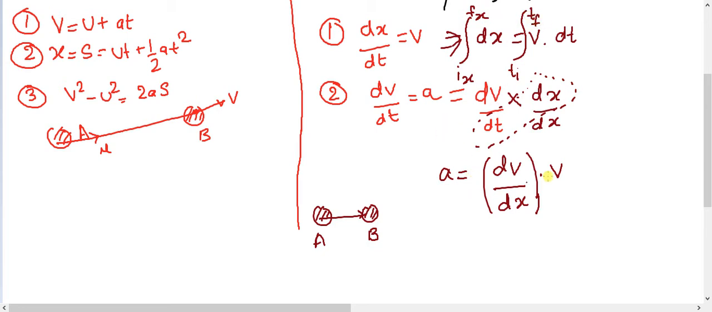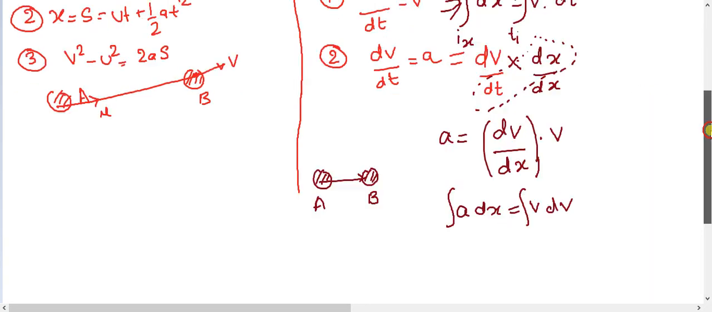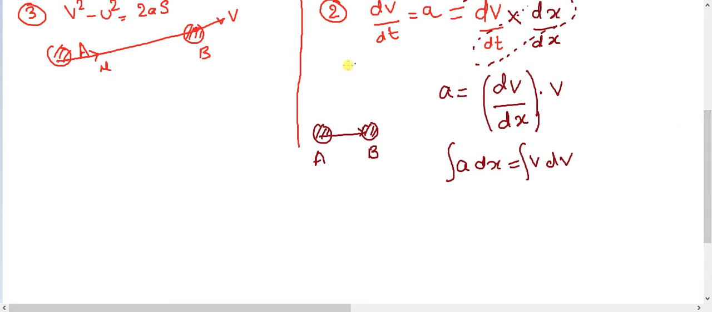And in acceleration also you can do it the same way, that a dx is equal to v dv. We can again put limits to it, but whatever the question says you can do it that way. Now let's start with the questions. That is more important than any theoretical knowledge that you know.